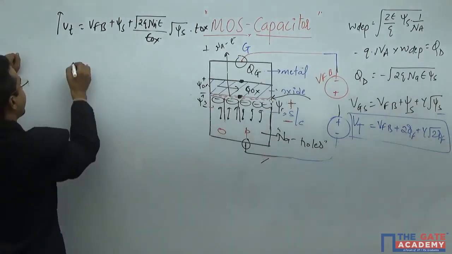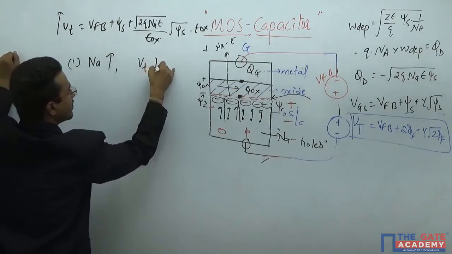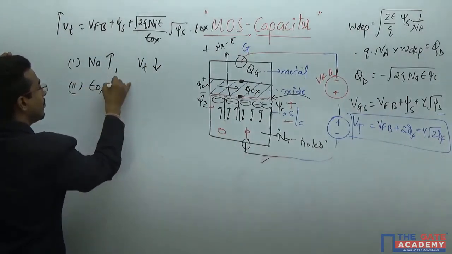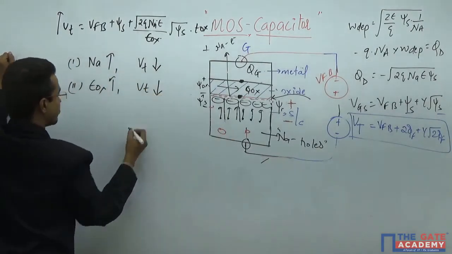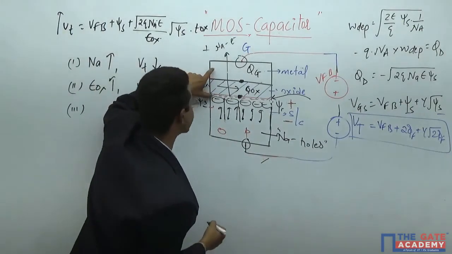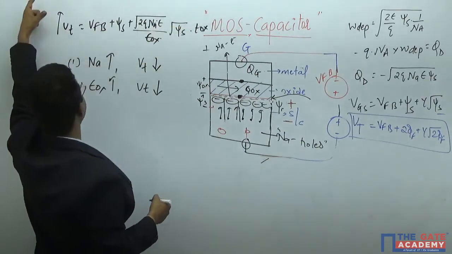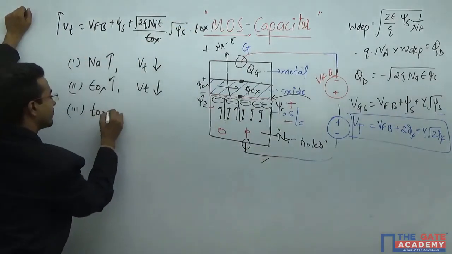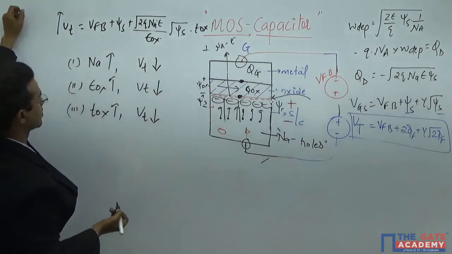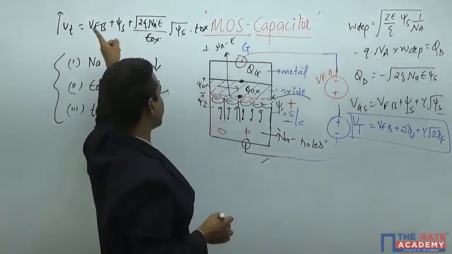That means I am taking the relations. First one is doping. NA is increasing, then the VT will decrease. Second one, if the epsilon OX increases, the VT will decrease. Third one, the oxide thickness. If you increase this oxide thickness, then what will happen? The VT will keep on increasing. TOX is increasing, the VT will increase. Yeah, these are the effects of the device parameters on the VT.